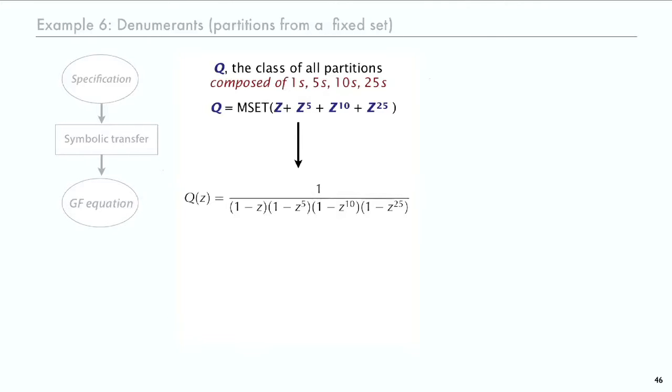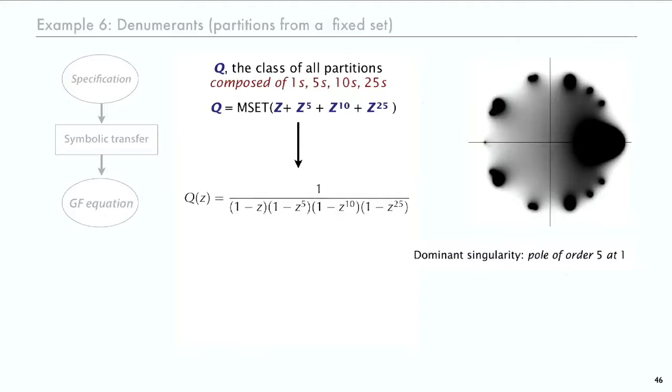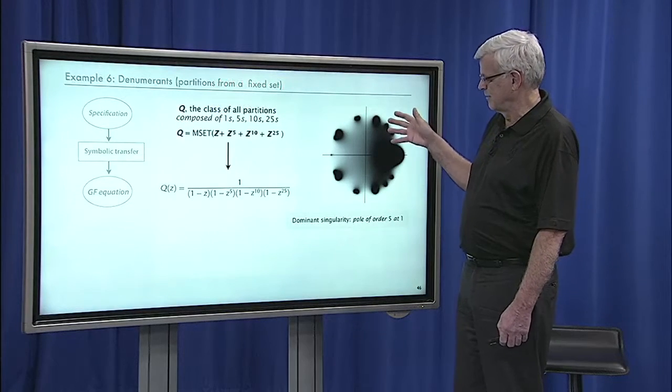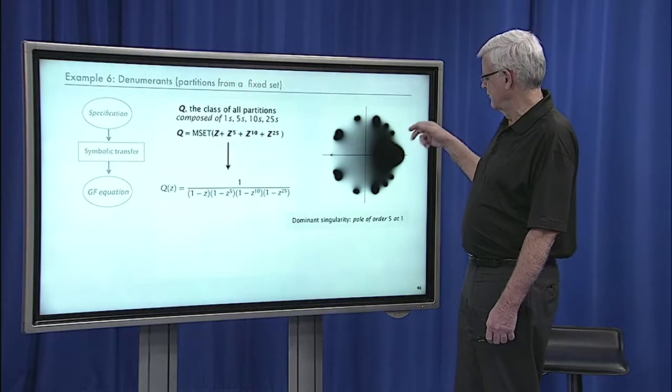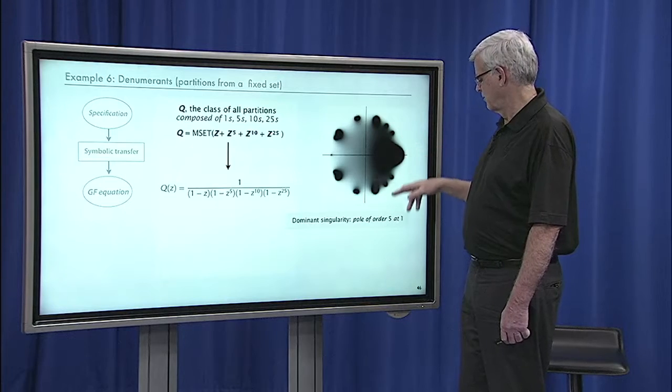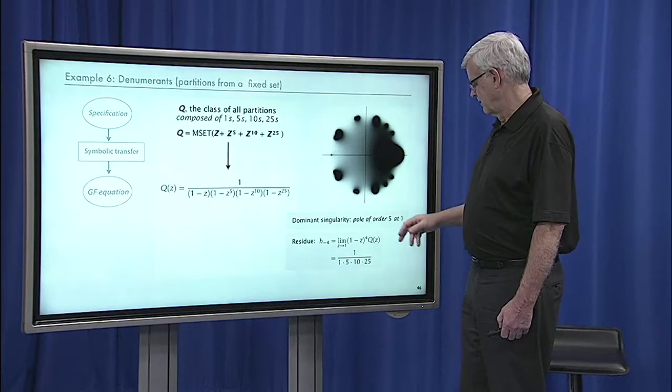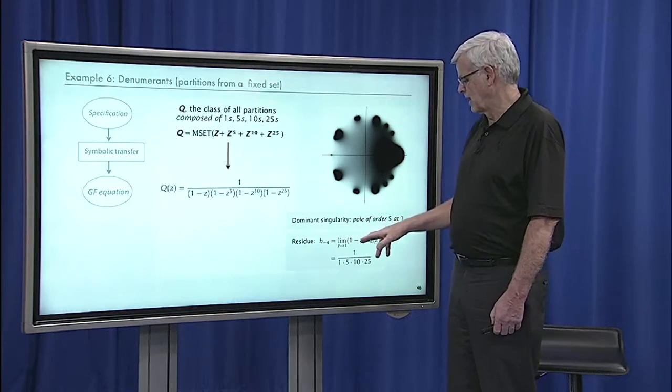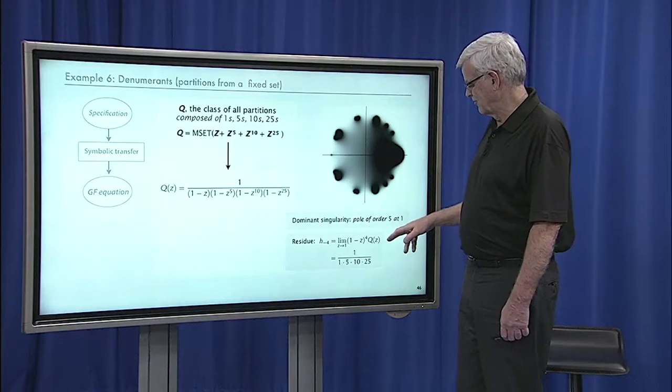What we're interested in is the zeros. In this case, we have a higher order pole at z equals 1. And this is the plot of this function. It kind of mixes up the roots of unity. But at 1, there's a pole of order 5. So we have to do a more complicated residue calculation.